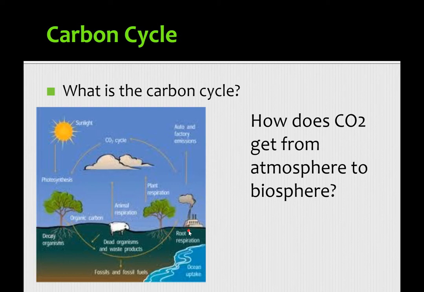So how is it that we get carbon dioxide from the atmosphere to land? That is going to be through photosynthesis. So plants will take carbon dioxide in, remember, through the stomata, which are the openings on their leaves, which are surrounded by the guard cells. So plants use photosynthesis to bring carbon dioxide from the atmosphere to the land.